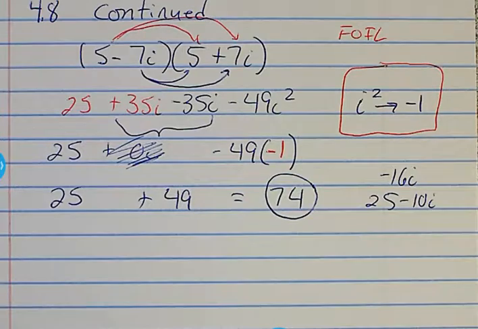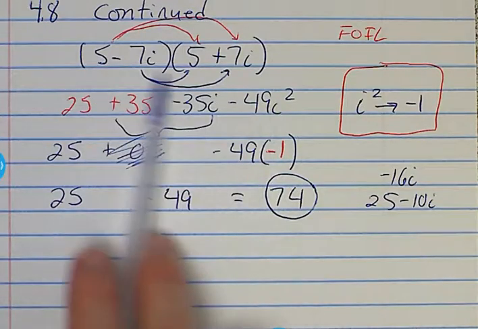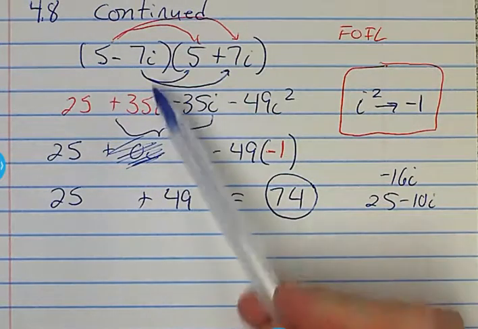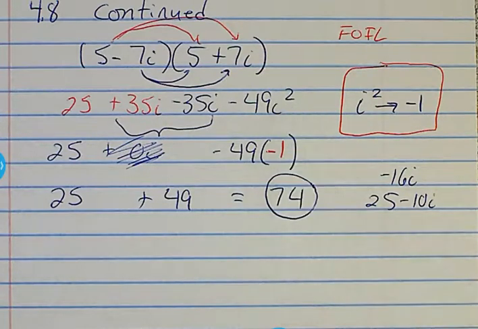But the main thing is that when you do these, you should have 4 terms, and the middle two terms should always be able to add or subtract together to get something condensed down to one term. And the last term will always have the i squared in it, and that's where you've got to take the i squared out and replace it with negative 1.